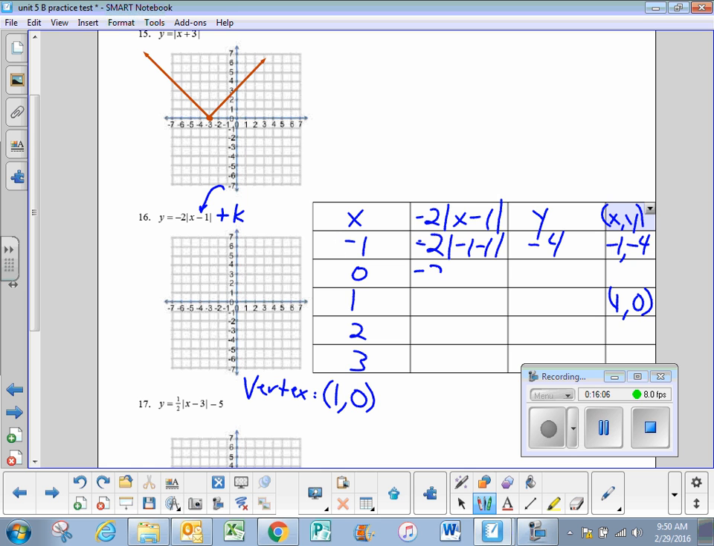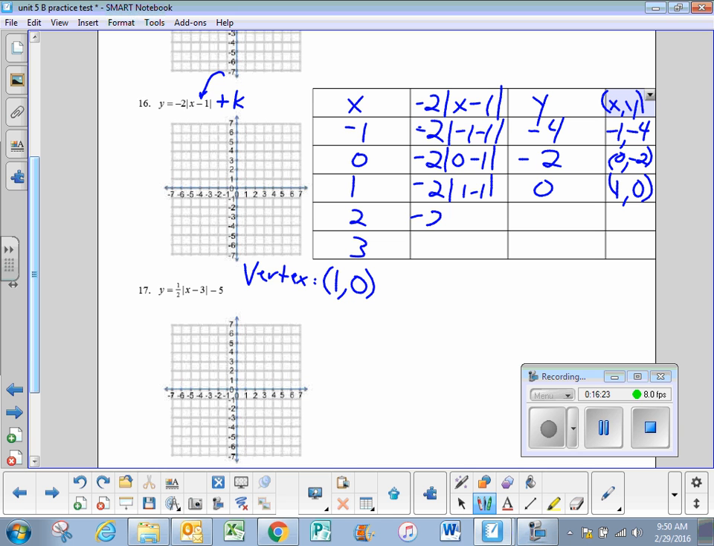Here, if I put in -2 times 0 minus 1, absolute value of -1 is 1, times -2 is -2. And when I plug in 1, I get -2 times 1 minus 1, which is -2 times 0. When I plug in 2, I get -2 times 2 minus 1 is 1, times -2 is -2. And lastly, when I plug in 3, I get 2 times -2 is -4. And see what I get for my inputs and outputs when I put my vertex in the middle.